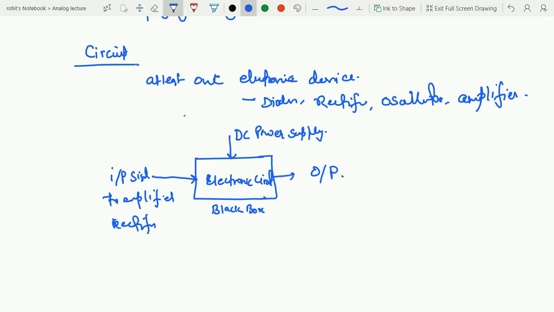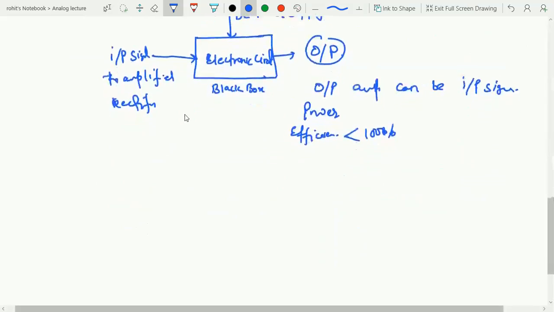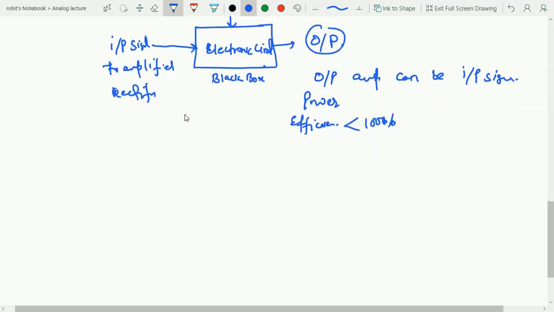The input power will always be greater than the output power. The output amplitude can be greater than the input signal amplitude, but the output power will always be less than the input power. So efficiency is not 100%, it is less than 100%. We will see this efficiency in power amplifiers. So let's start diodes now.